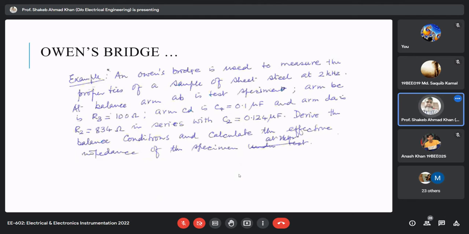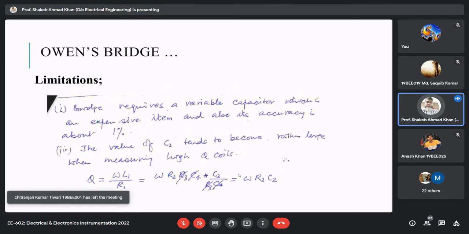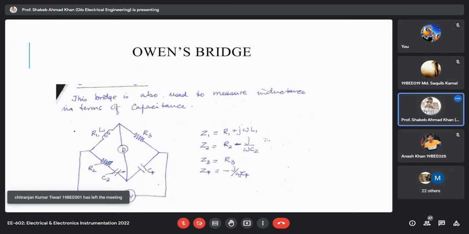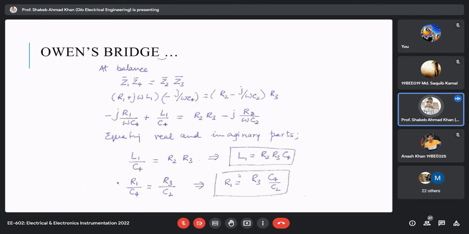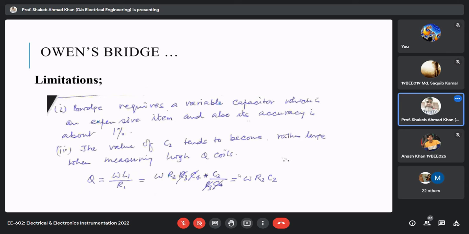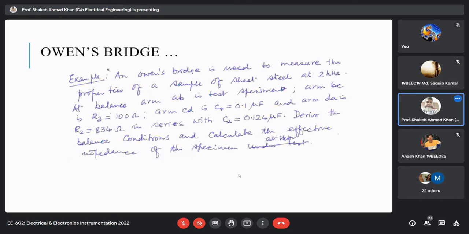Now this is the problem related to the Owens bridge. If anybody has any question regarding Owens bridge, you can ask. Yes, please. Its derivation is also simple, unlike your Hayes bridge, and the balance equations are also simple. So if anybody has any query regarding anything we have discussed about this bridge, you can ask, please. Otherwise, you solve this problem.